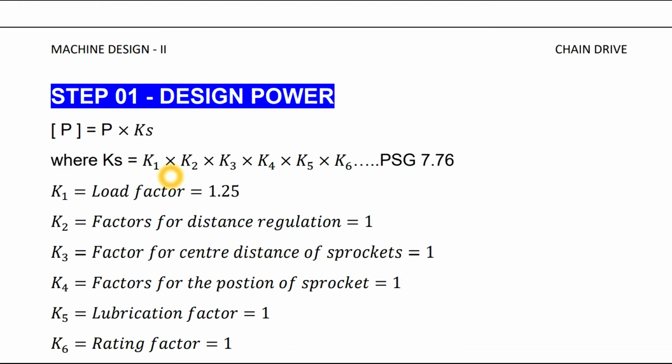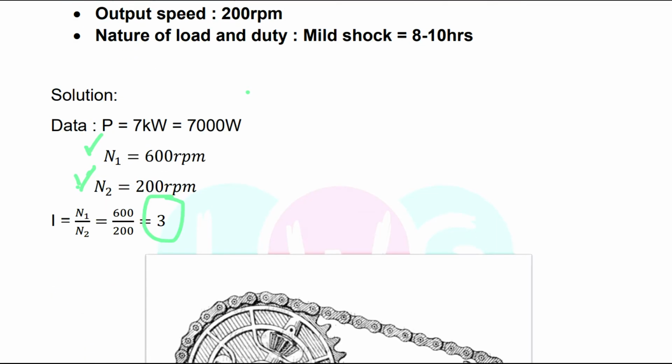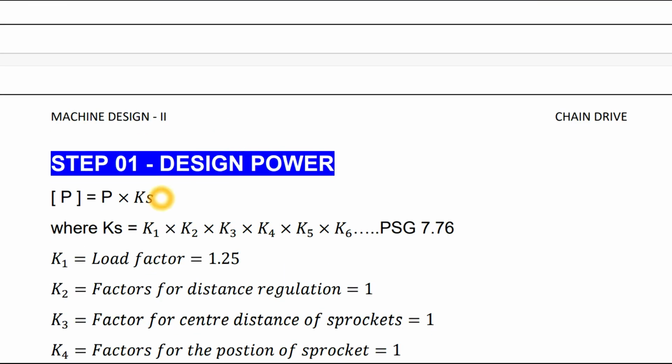So moving to the first step. The first step is the design power. Design power formula is: design power is equal to P into Ks. Here this P will be the power which is given in the question, which is 7000 watt. So Ks, what is Ks? Ks is the service factor.